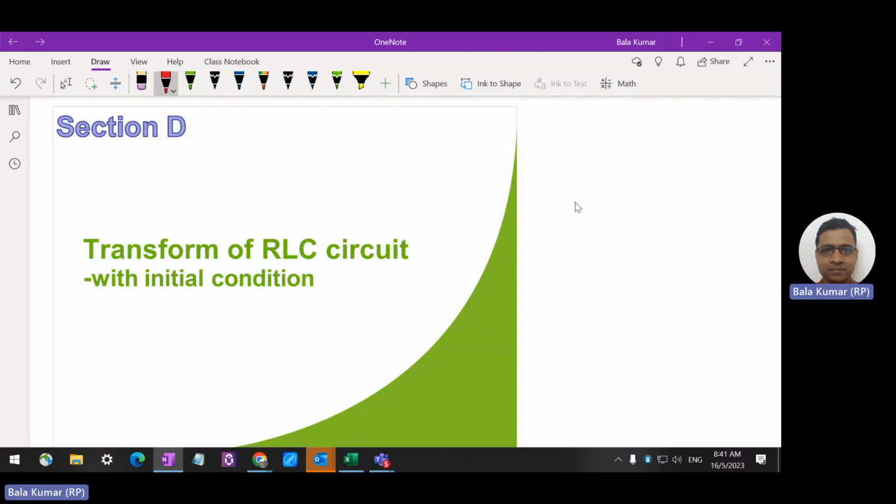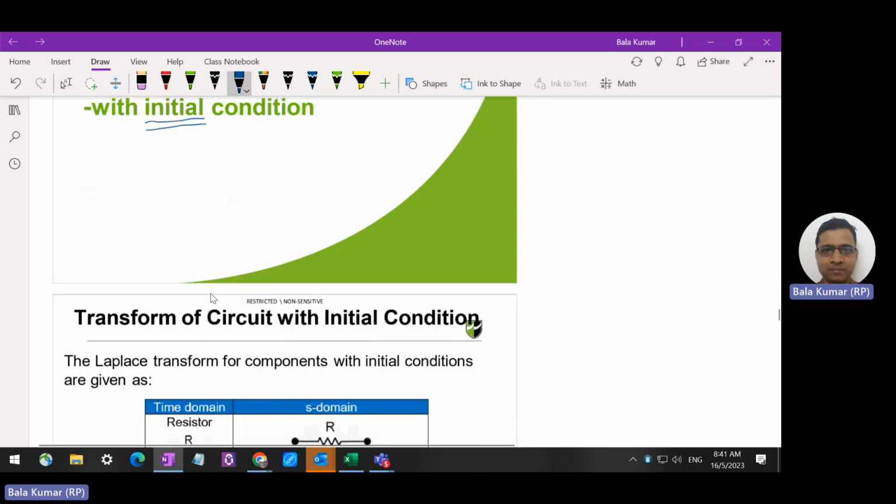Okay, now we are at the final section, section D. Section D is very similar to section C, where we are going to transform the RLC circuit from time domain to S domain. The only difference here is we have initial conditions. Here we will see how to include the initial conditions inside the S domain.